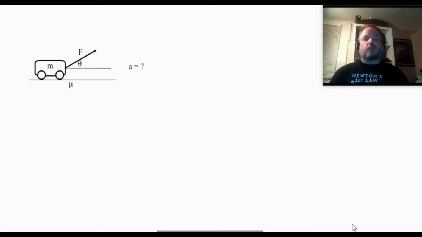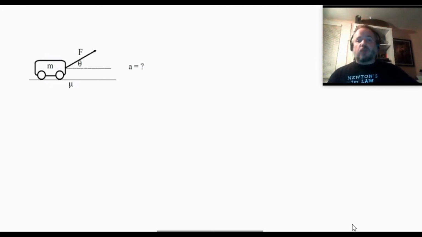All right, so here's an example that we're not going to solve the whole thing. We're just going to use the free body diagram to create some equations. So we have a cart that is being pulled at an angle to the right. The exact numbers here don't matter for what we're doing, but you see that little mu there? There's some friction here as well.